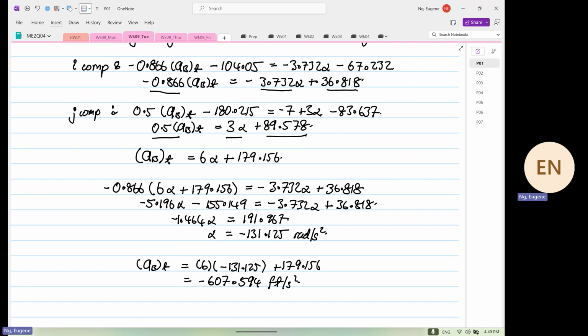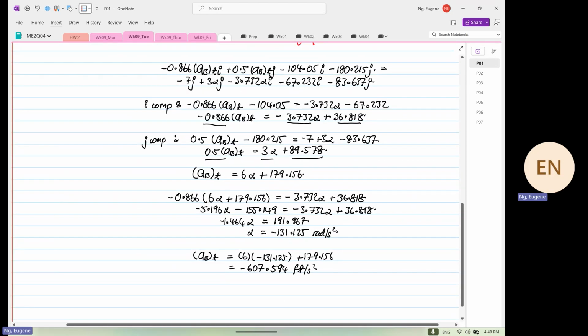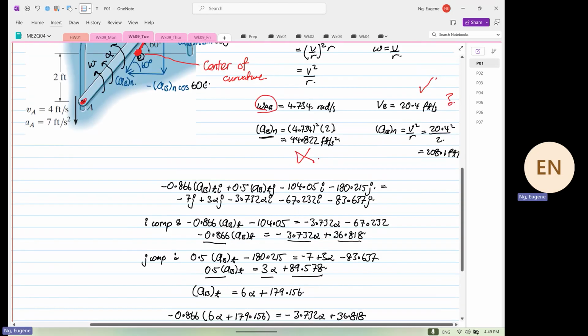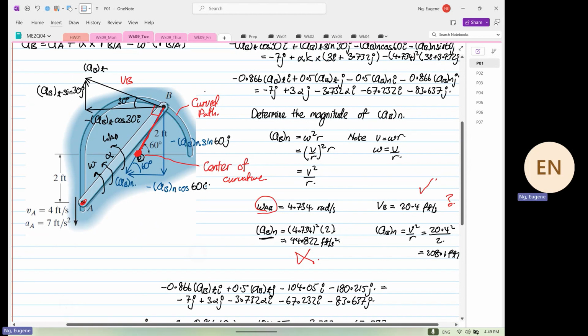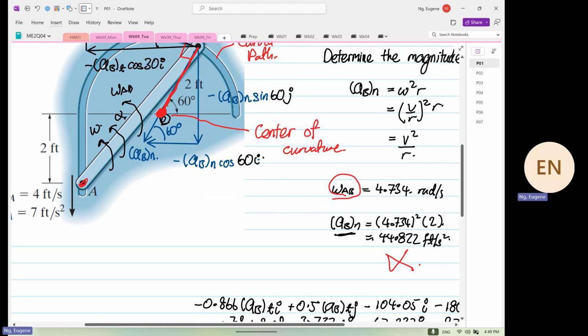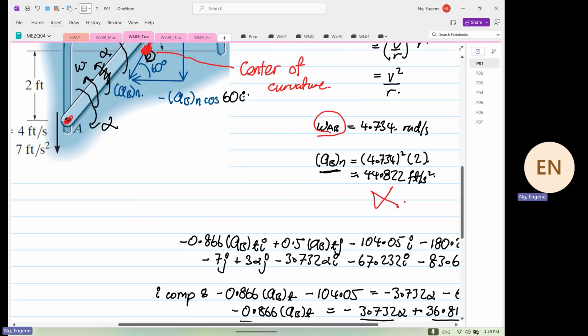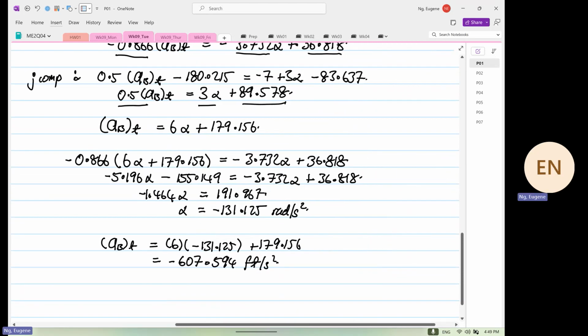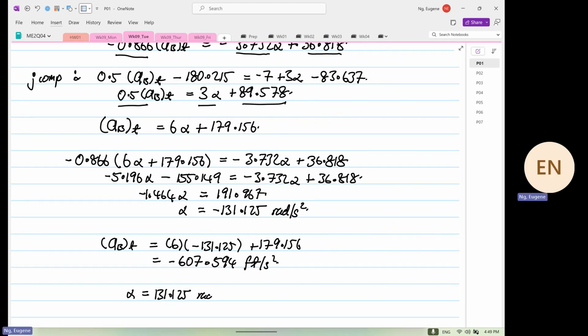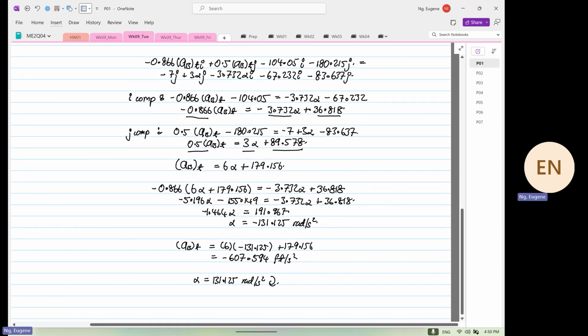Now, what does the minus sign mean for both of them? Okay, so if we go back to our diagram over here, the minus sign means what? Alpha has to be going where? Clockwise. So this is wrong. So if you change this, alpha is equal to 131.125 radians per second squared going in a what? Clockwise direction. Yes or no?